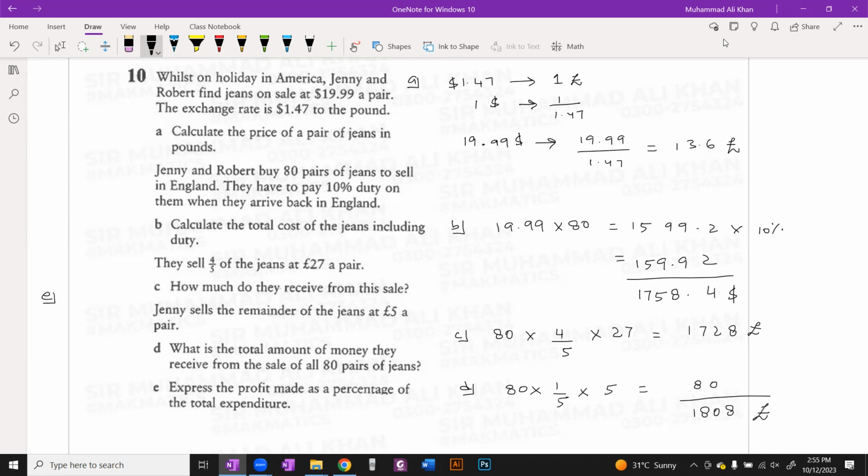After that, in the E part, express the profit made as a percentage of the total expenditure. अब total amount इनके पास आई कितनी है जनाब? 1808. और इन्होंने परचेज कितने में किया था? 1758.4. सब्ट्रैक्ट कीजिए. 49.6 divided by total expenditure. कितने थे? 1758.4 multiply by 100%. What is the answer?